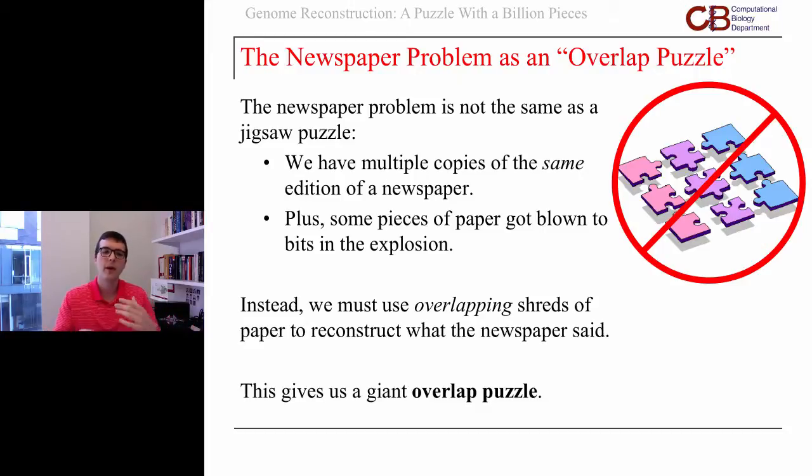In fact, in the case of the newspapers, you could probably use other context clues. You could say, well, I know that this is a sports article, so it should go in the sports section, and things like that. But even if you just use the overlap, you could still solve this problem. So imagine it were a newspaper written in a language that was foreign to you. You still could solve the problem based off the overlap.